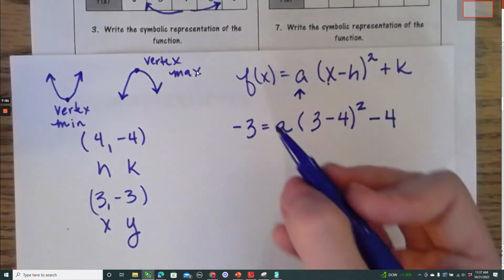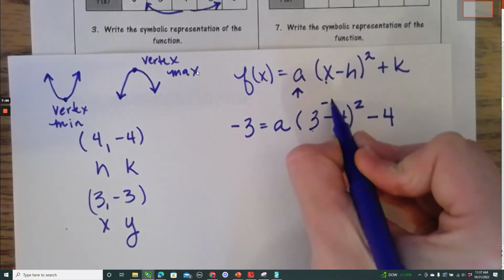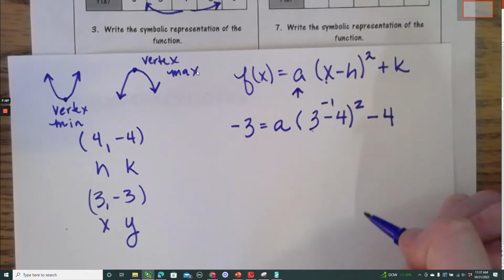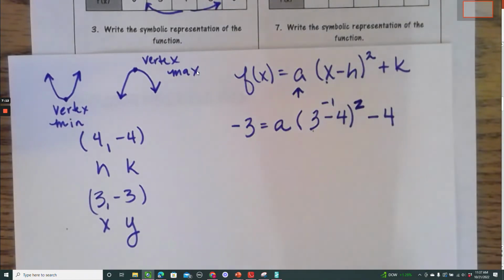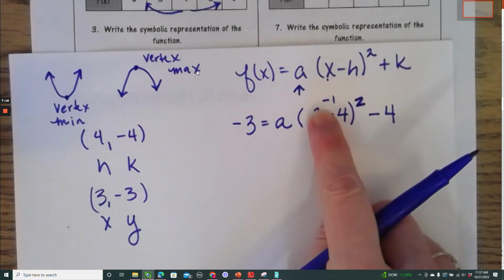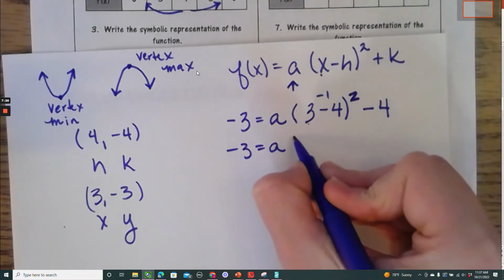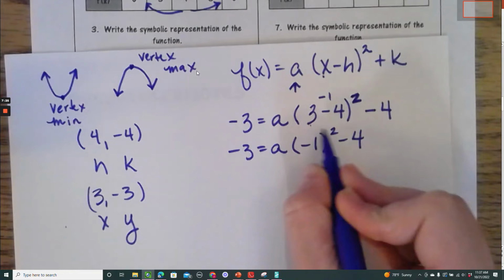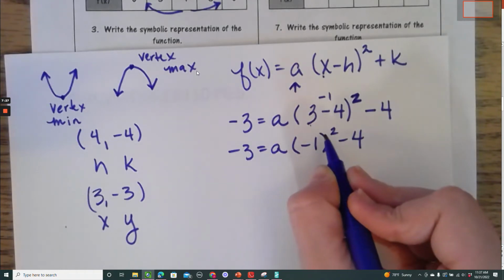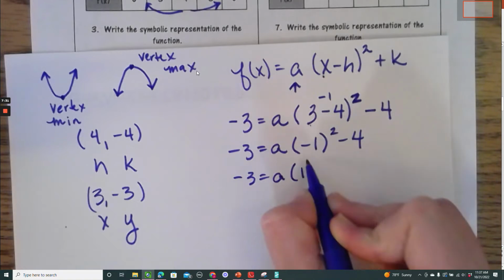And then I can start breaking this thing down. So 3 minus 4, well, that's -1. No, you can't put this one into InSolve. InSolve doesn't do quadratics. So just break it down piece by piece. PEMDAS, parentheses first. 3 minus 4 is -1. Okay? So -3 equals a times -1 squared minus 4. PEMDAS, so we did parentheses. Now we're going to do exponents. -1 squared is just a +1.